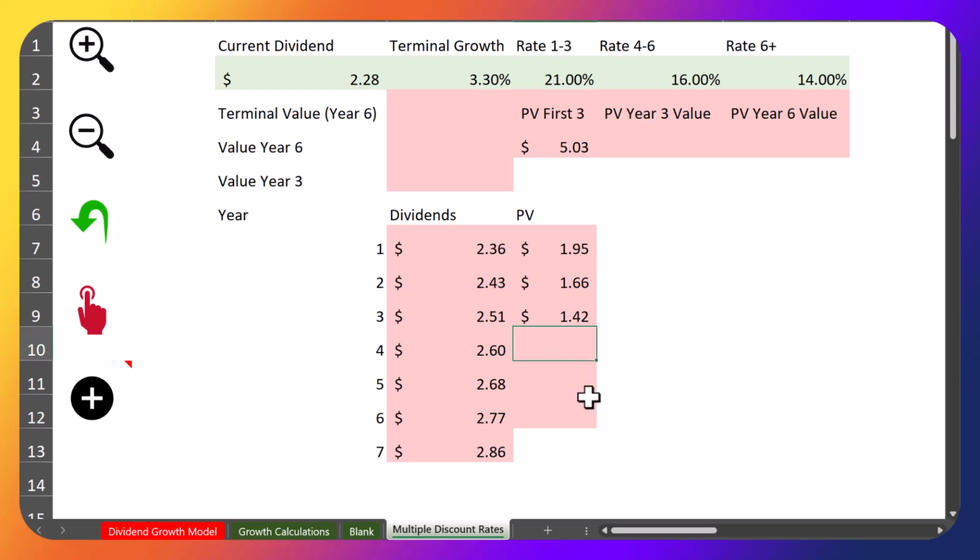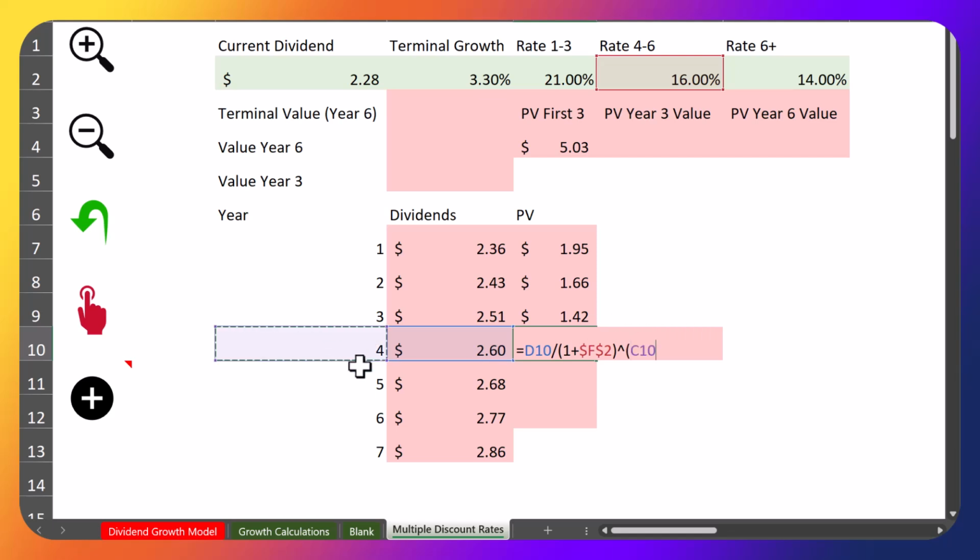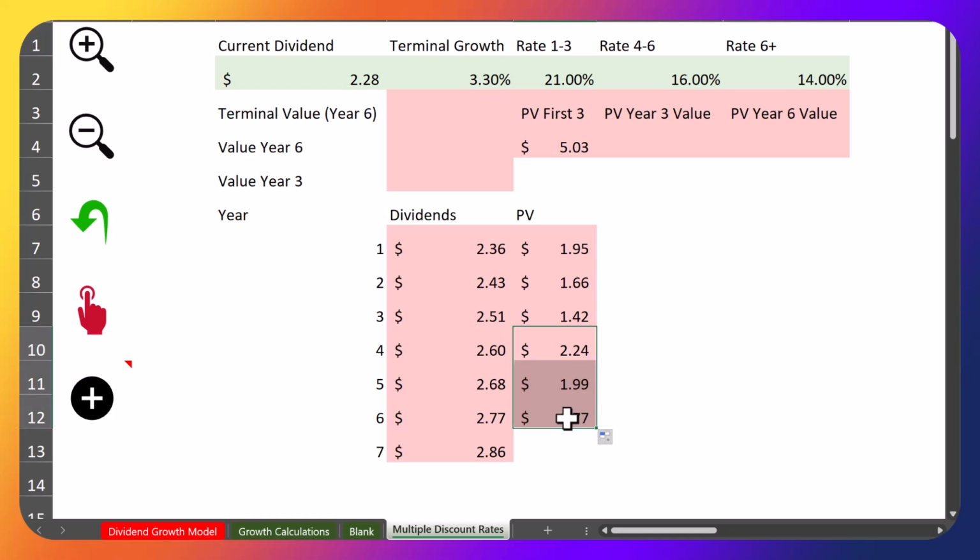Now for the second part, we're going to make the calculations as of the end of year 3. So take those dividends, divide by 1 plus the rate during the second part, raised to the power number of years minus 3. So in a sense, we're calculating value as of the end of year 3. So let's add them up.